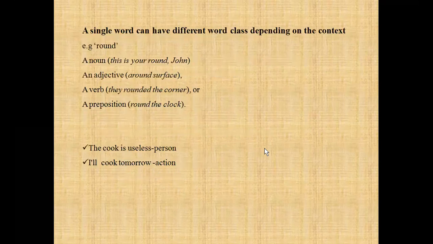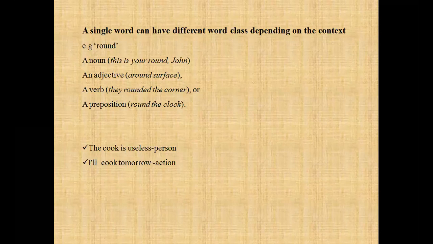You see more examples here. Some words are available which can be used according to the context. Their function may vary, like the word round. In the sentence "This is your round," round is a noun. But sometimes we may use it as an adjective, sometimes as a verb, and sometimes as a preposition.